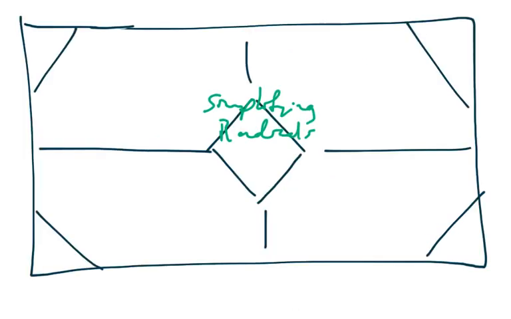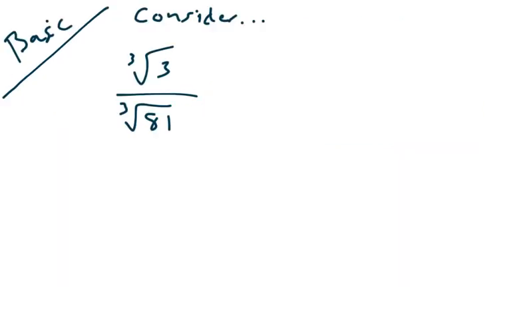All right, so are you ready to take a look at some situations? The first one we're going to look at, I would suggest in the upper left corner, we're going to call it basic. These kinds of problems will be pretty straightforward with using the quotient rule. All right, so when you're ready, let's consider something like this. The cube root of 3 divided by the cube root of 81.